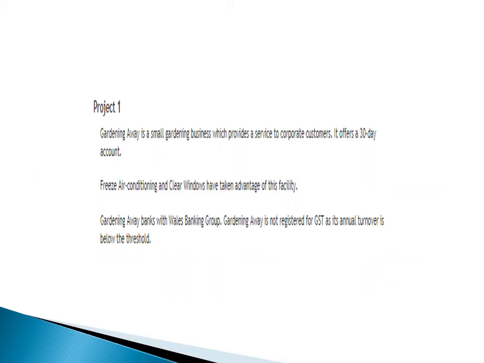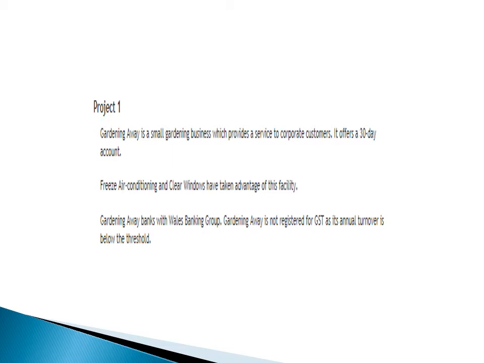In the scenario in this final unit, you are looking at a business called Gardening Away. Gardening Away is a small gardening business, and in this scenario they have two business customers, Freeze Air Conditioning and Clear Windows. These two customers buy on credit, which means that they are invoiced for the purchases that they make.